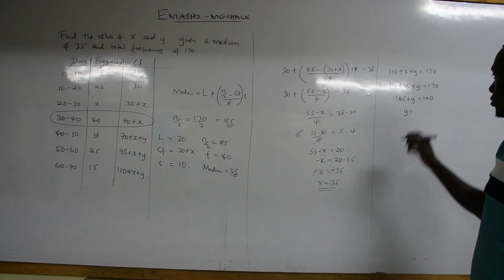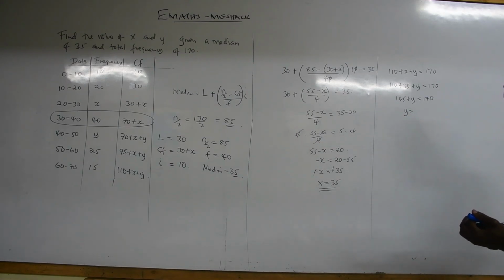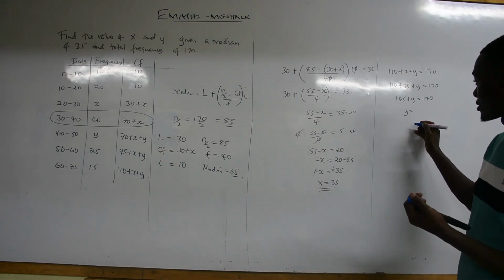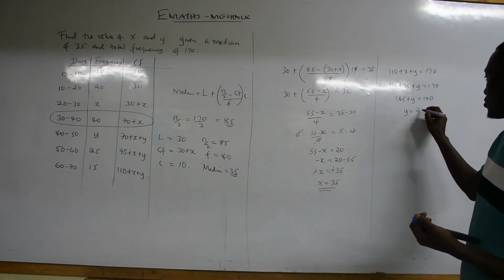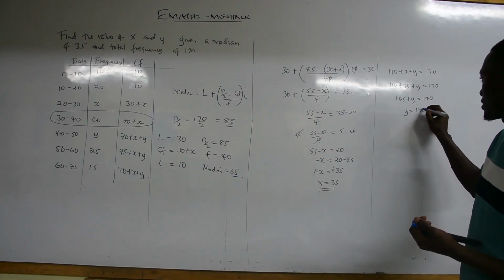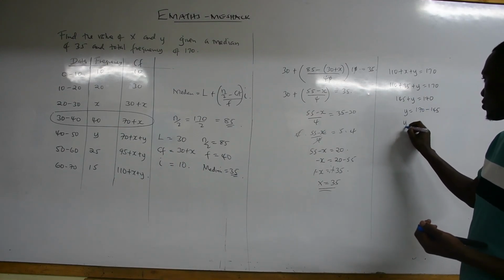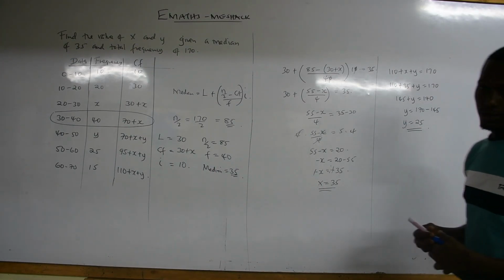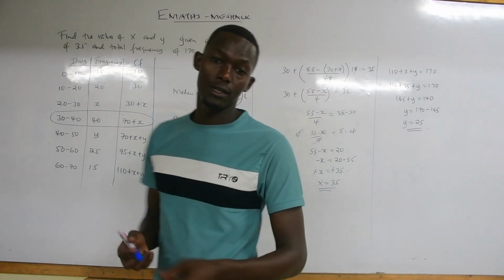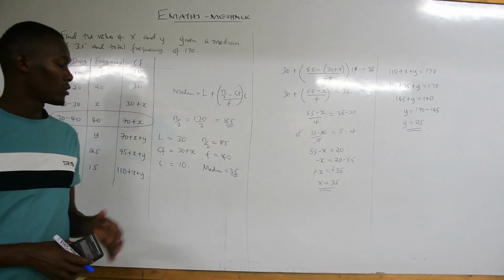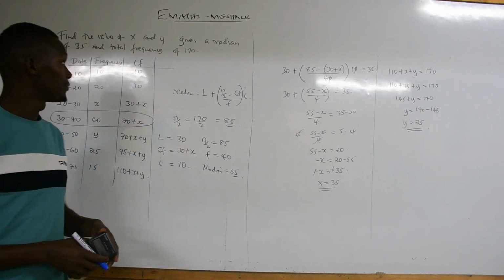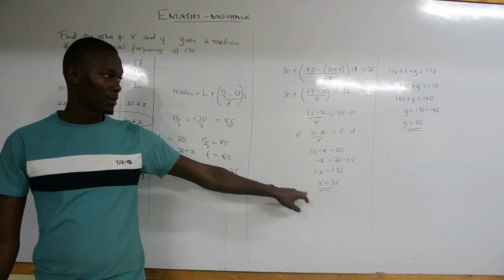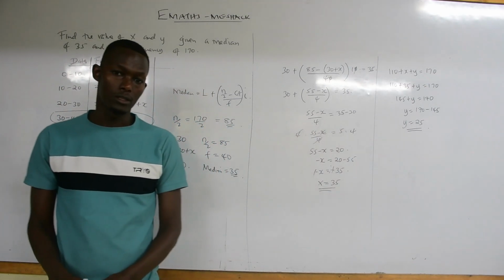Then your y is 170 minus 145, so let me just write it, 170 minus 145. Therefore your y value is 25. And students, that is how you get a missing value when you've been given the median and the total frequency. So our value of x is 35 and our value of y is 25.